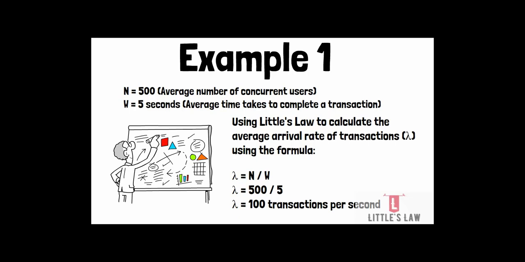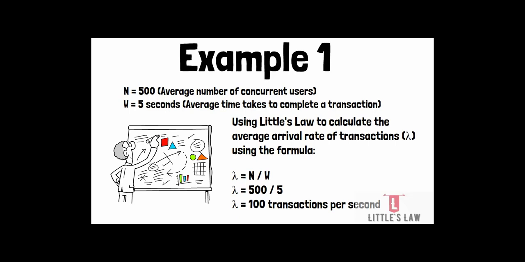Initially we saw that N is equal to lambda multiplied by W, and now we have N and W, so we can calculate lambda. So lambda is equal to N divided by W. Now we have lambda is equal to 500, which is the average number of concurrent users, divided by 5, which is the time it takes to complete a transaction.